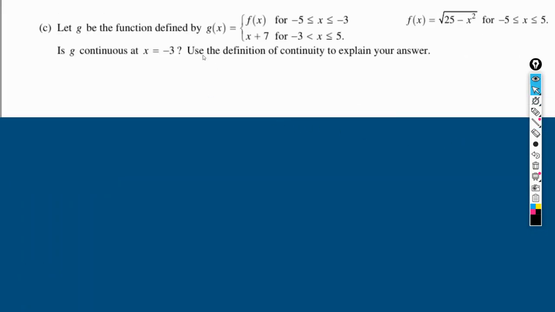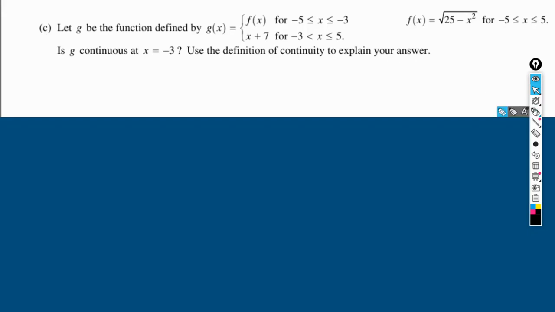So now let's look at a part 2 question. Let g be the function defined by g of x equals f of x for negative 5 is less than or equal to x, which is less than or equal to negative 3. And f of x, as shown over here, is square root of 25 minus x squared for negative 5 to 5 inclusive. And from negative 3 to 5, g of x is x plus 7. And they're saying, is g continuous at x equals negative 3?